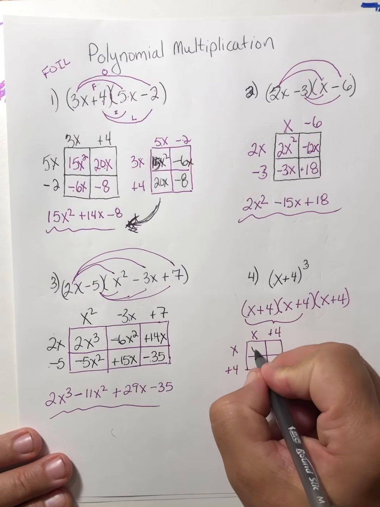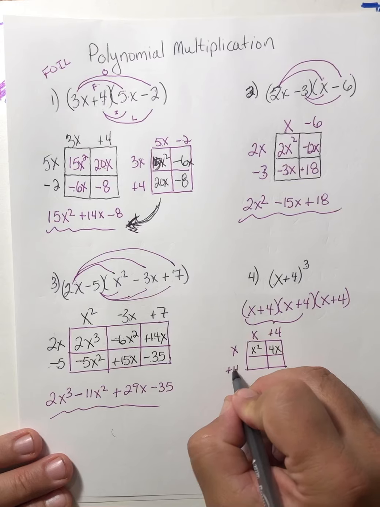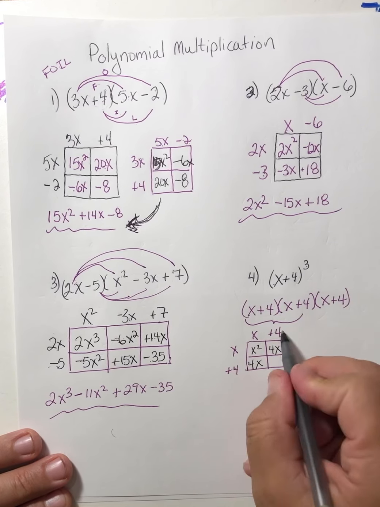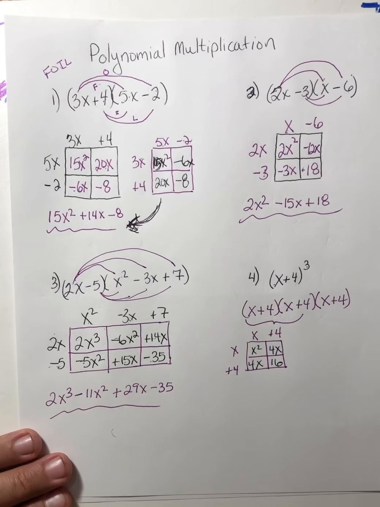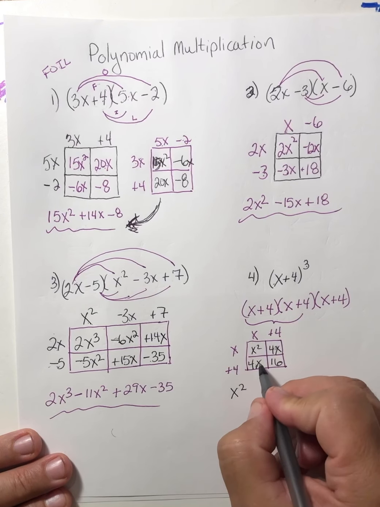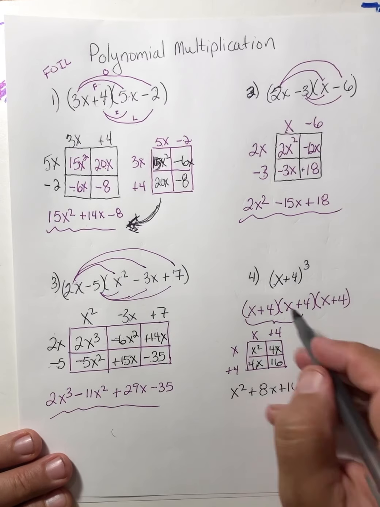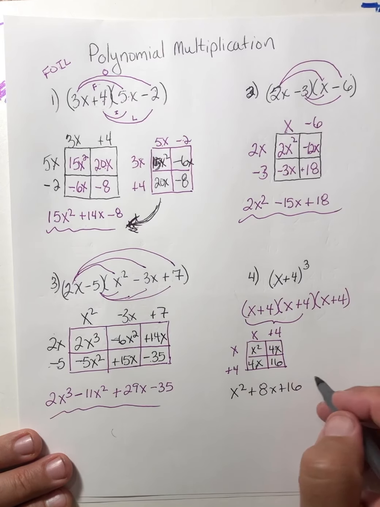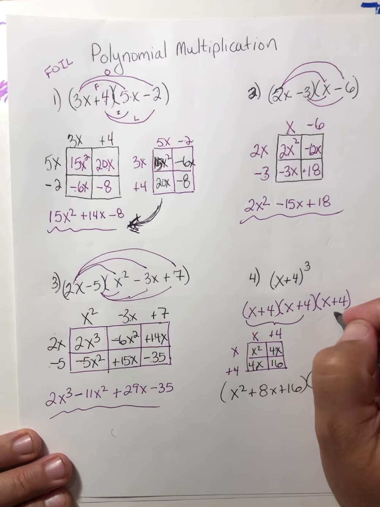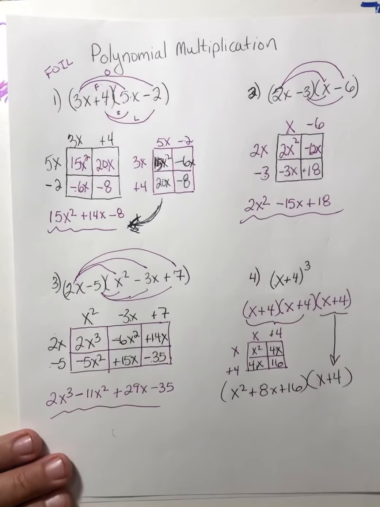So x times x is x squared. X times 4 is 4x. 4 times x is 4x. 4 times 4 is 16. And now I combine like terms. I have an x squared, and I'm going to add, so positive 4x plus 4x, so plus 8x plus 16. So we just multiplied those 2 together. Now I have to multiply by this x plus 4. So here we go. It's x plus 4 times all of this.